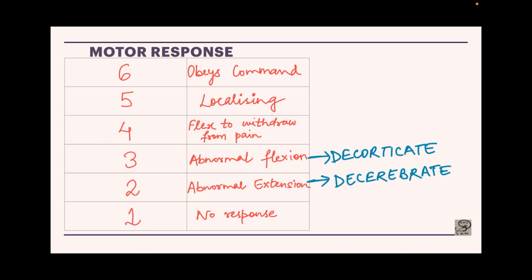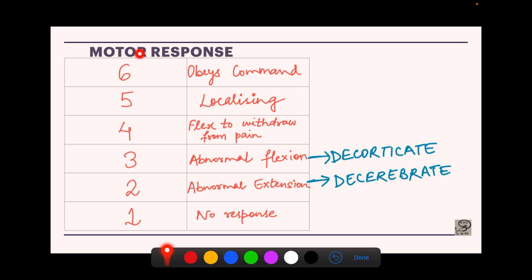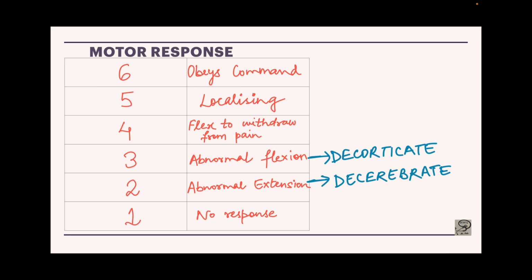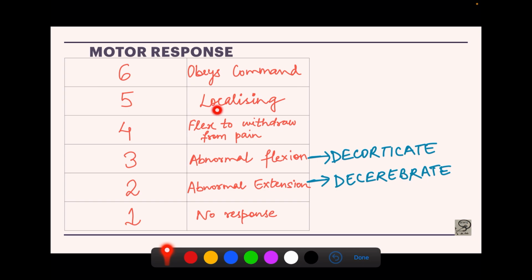Next is the motor response. It is the most important neurological predictor of the patient's outcome. It tells us how well the brain is communicating with the body. Now, first is score 6, which means obeys command, which means if you ask the patient to raise their right hand, they do so. Score 5, which is localizing.